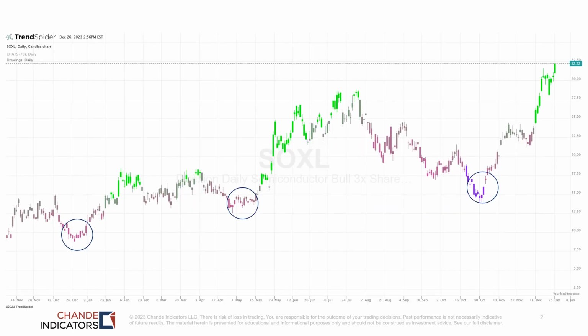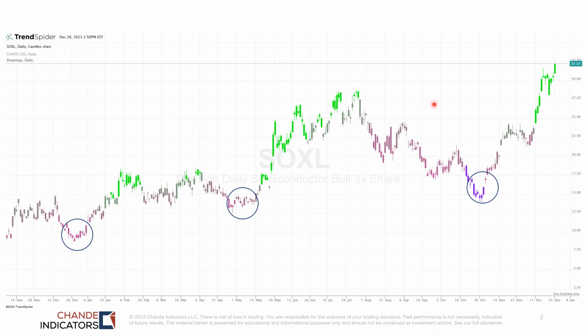This is a daily chart of SOXL ETF. I've identified three circles. Wouldn't it be nice if we could have bought somewhere in this area? Because after the fact, it's easy to see that these were significant lows. The challenge is to detect them in real time. Is there a systematic way to do that?